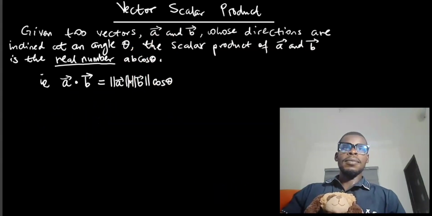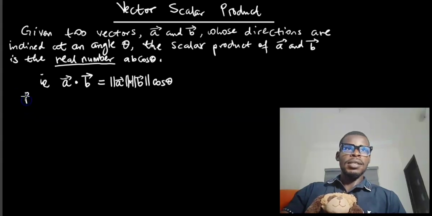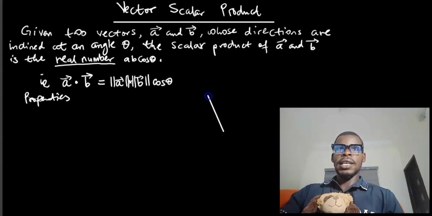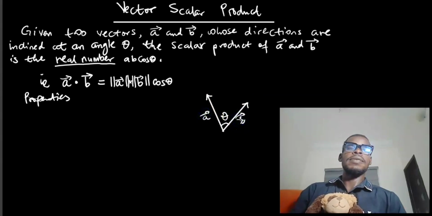So we quickly look at some properties of this. This is how to think about that. If you're given vector A, let's say vector A points in that direction, and vector B points in this other direction, such that the angle of inclination of these two directions is theta. So this is A, this is B. That's what this definition is all about.